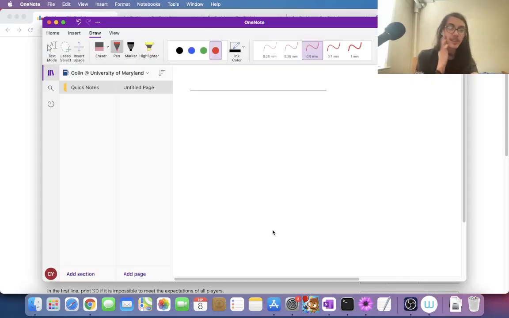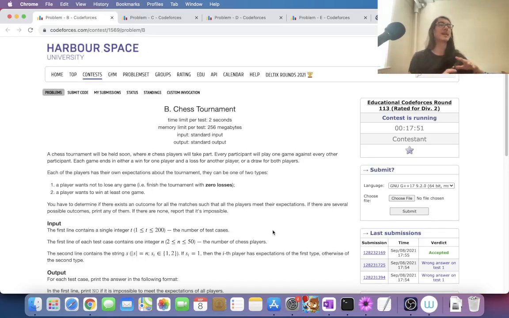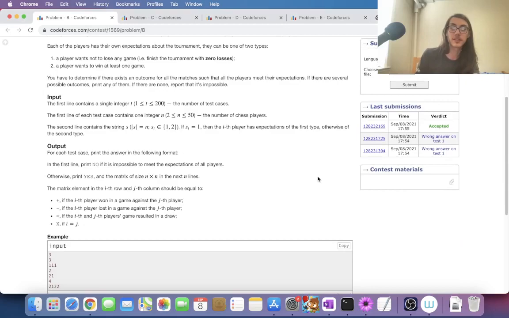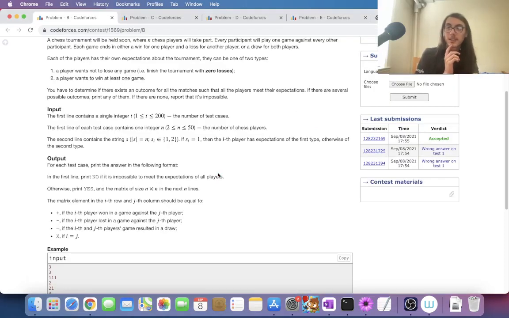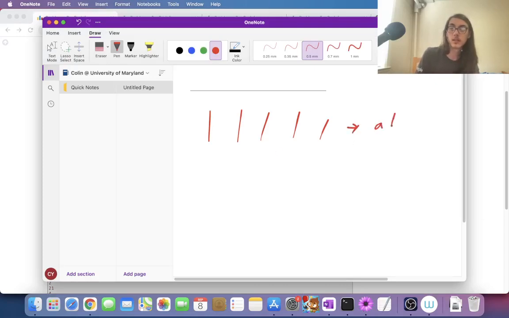You want to figure out if it's possible to rig the matches. You can decide who wins, who loses, or if they draw. You want to rig the matches so that every player gets what they want. So type 2 wins at least once, type 1 doesn't lose, but they can draw. Let's look at some configurations. Suppose you have all 1s, just all type 1. Then everyone can just draw each other, and that would work, because nobody loses. So in this case, you can have everyone draw.